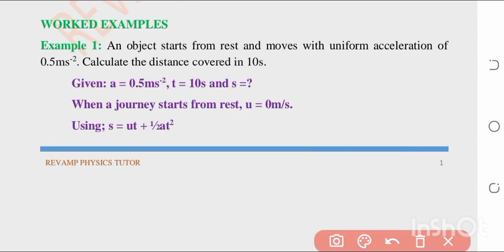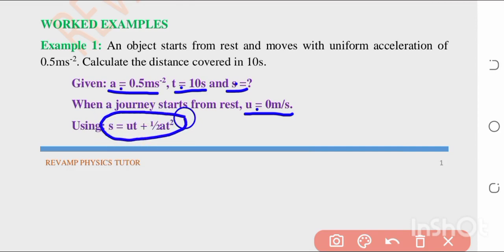Okay, from this we can see our given parameters are acceleration, which is 0.5 meter per second square. We have the time, 10 seconds, and we have to calculate the distance covered in these 10 seconds. But remember, this journey starts from rest, therefore our initial velocity will be 0 meter per second. And considering these four parameters, u, s, t, a, we can find all these four parameters in our third equation of uniformly accelerated motion. That is why we chose that equation.